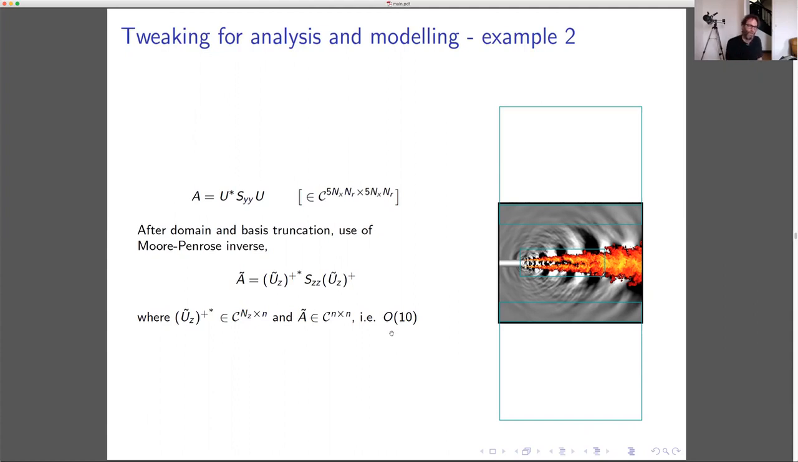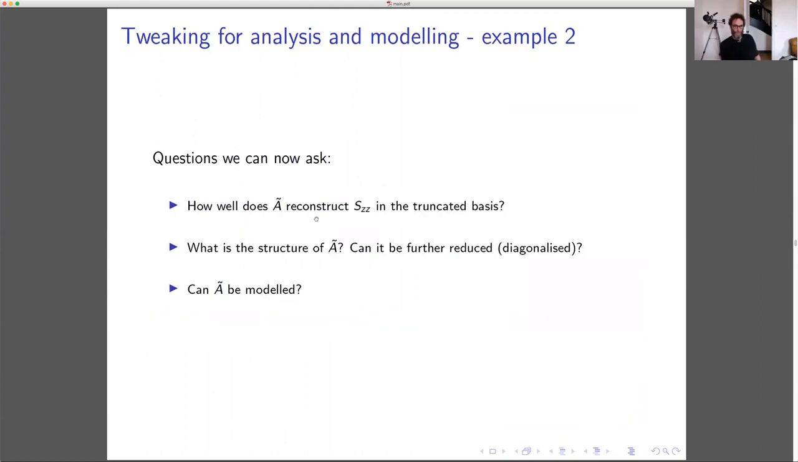And again, this is on the basis that we know the output to be something which is low rank. So some questions we can now ask are: how well does this A tilde reconstruct the acoustic field and the rectangles of the LES, using the truncated basis, using this small object that we've obtained? We can then go and look at the structure of A tilde and try to figure out if maybe this can be further simplified.